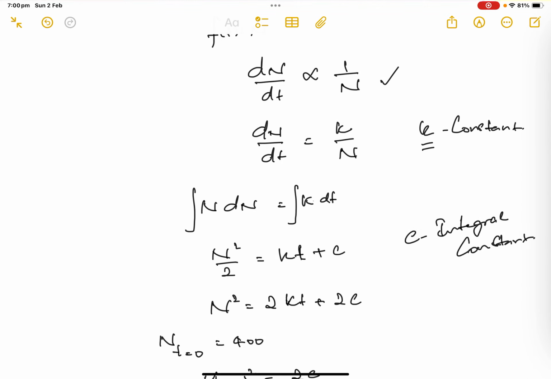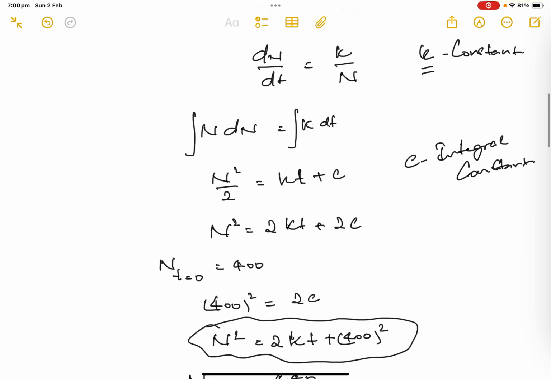To make the proportional relation a conventional equation, we have to multiply by a constant. So dn over dt equals k over n, where k is a constant which we need to find later on. Now if we cross multiply, n times dn equals k times dt.